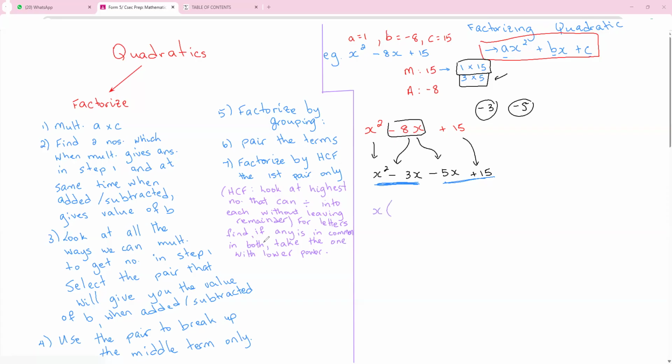After which, I'm going to divide each term by the HCF, and the remainder goes in brackets.